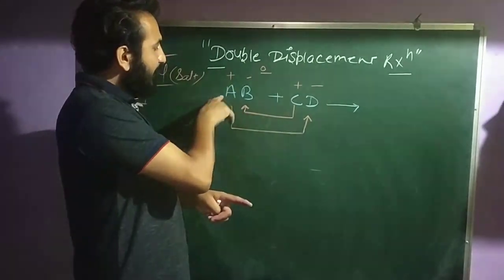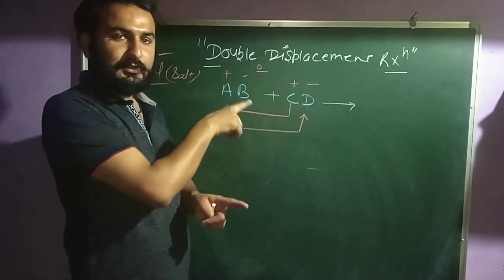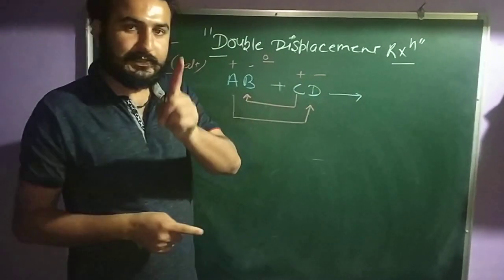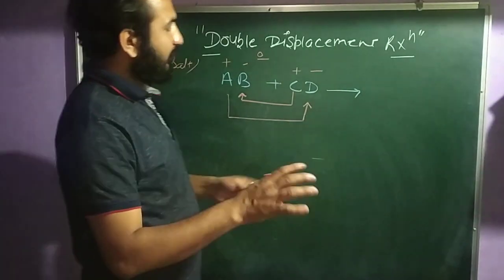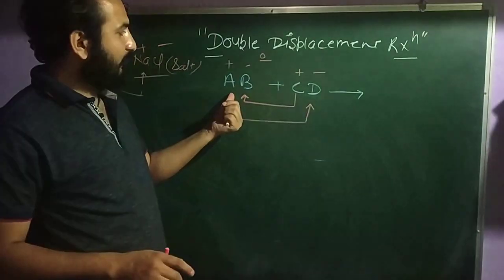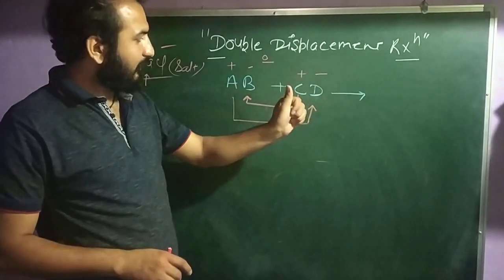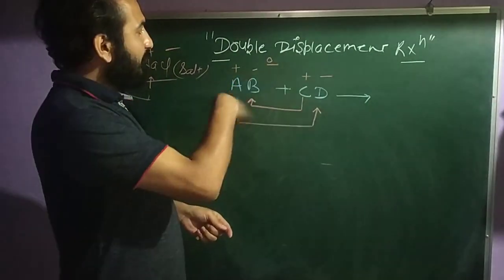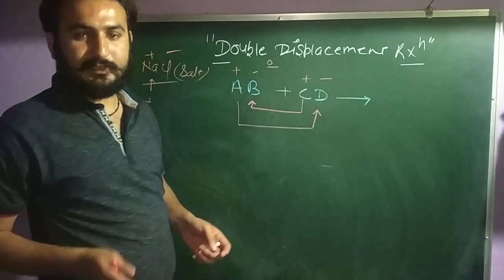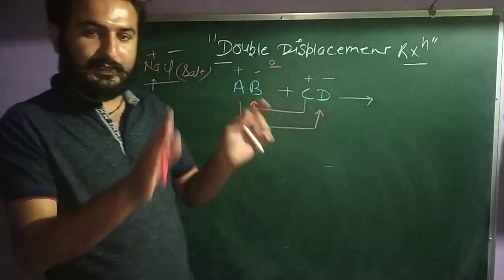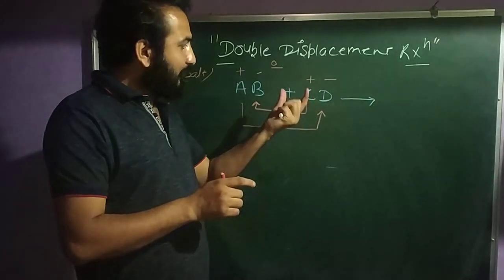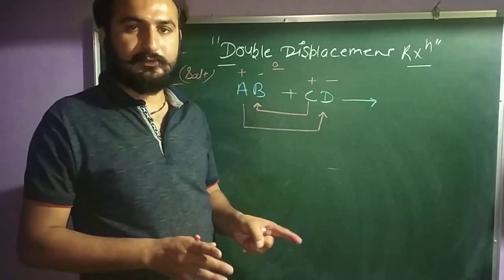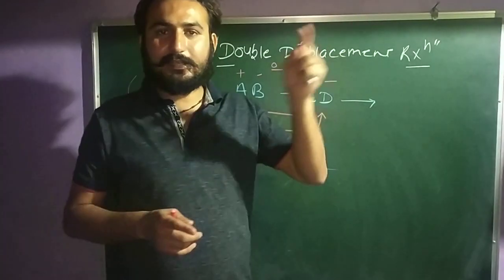What I said to you? The positive part of the first compound is attached with the negative part of the second compound. So it is clear. Positive with the negative of the second. The positive of the second is combining with the negative of the first. So this is called the double displacement reaction. That means the double displacement reaction is a reaction where the atoms and molecules are mutually exchanged with each other.